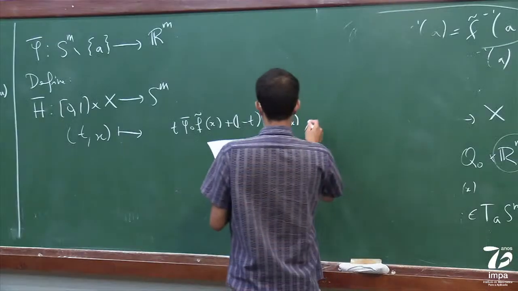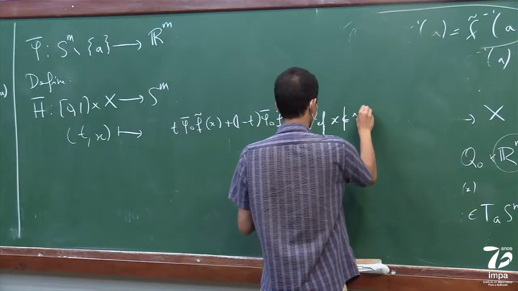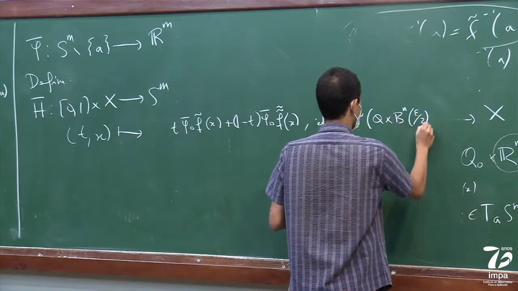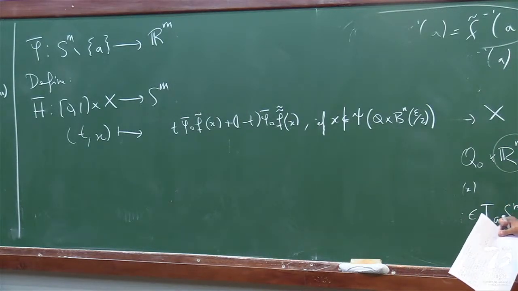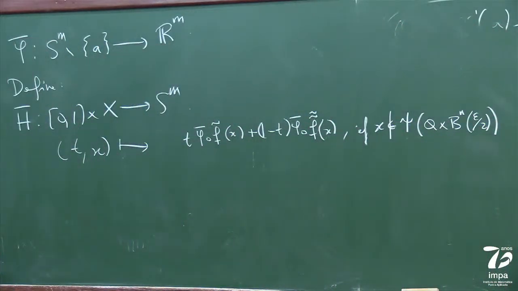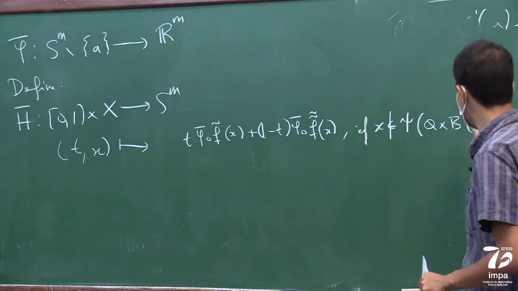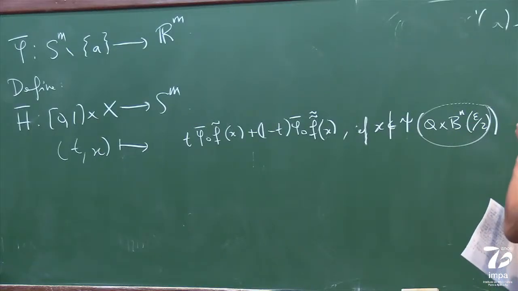And I do that if x does not belong to phi of q times the ball of radius epsilon over 2. Because I know that f double tilde and f tilde coincide in the neighborhood of Q0, which is exactly the neighborhood where the support of that bump function was identically 1. So if I'm over here, they coincide.